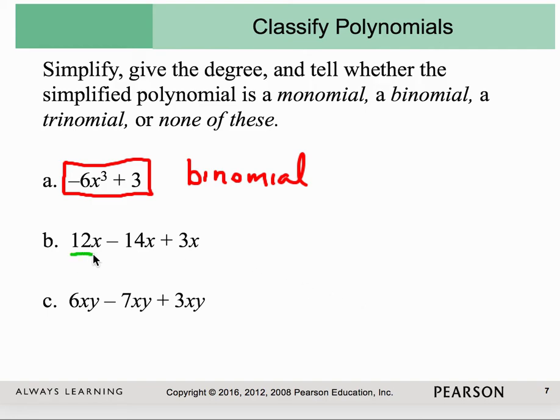Okay, this is an x, this is an x, and that's an x. Hey, I can combine all of those terms together. So 12x's minus 14x's. 12 minus 14 is negative 2. Negative 2 plus 3 is negative 1. So there it is, and that gave me a monomial.